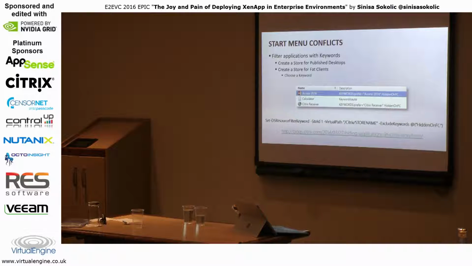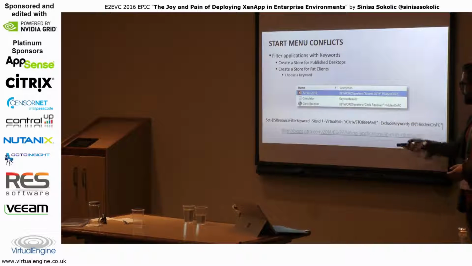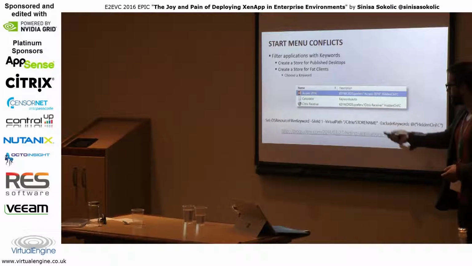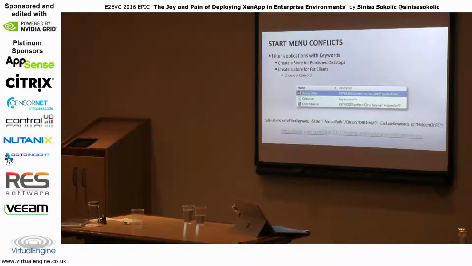It's very cool because nobody wants to have 2 times 7-zip shortcut in a start menu on a fat client. You go ahead and create a keyword, and it's documented here in the blog article. You can just run this small little command and you're good to go to hide specific shortcuts.